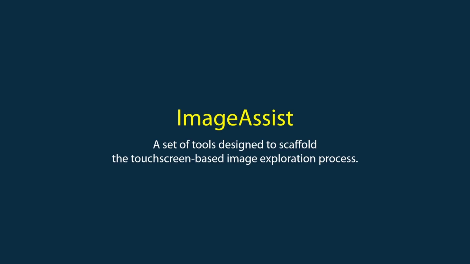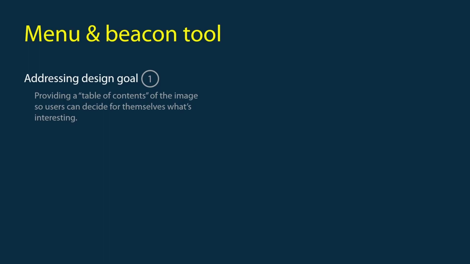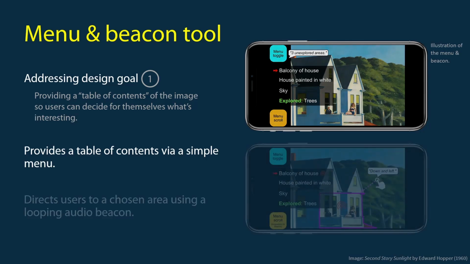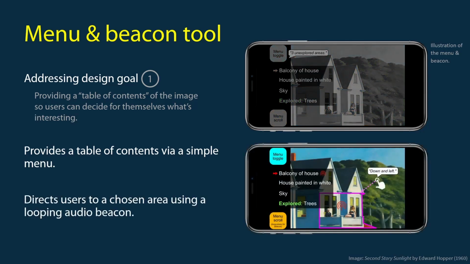We first set out to address the first design goal, which involves providing a table of contents. And so to do that, we created the menu and beacon tool. The menu part of the menu and beacon tool basically provides that table of contents. So in this particular image, which is a painting of a house in the countryside, the menu for this painting has 4 entries, one of which has already been marked as explored via touch, in this case the trees. We also have a beacon that directs users to a chosen area using a looping sound effect. So in this particular painting, the user is being directed toward the balcony.